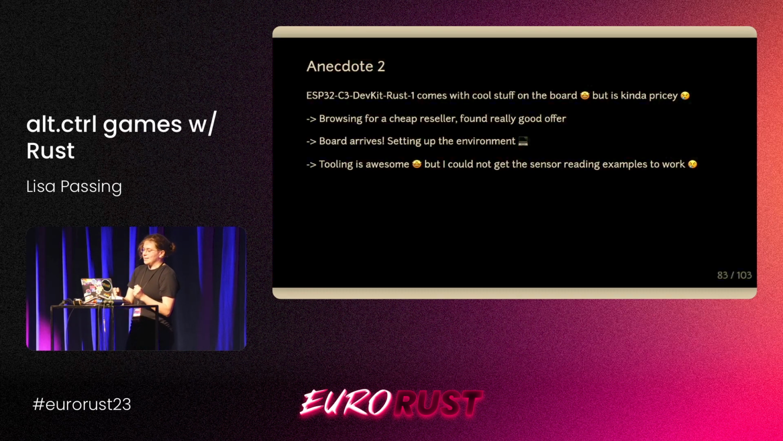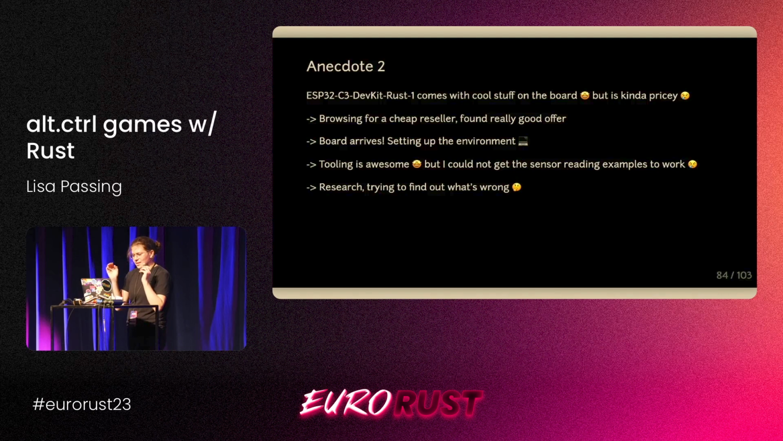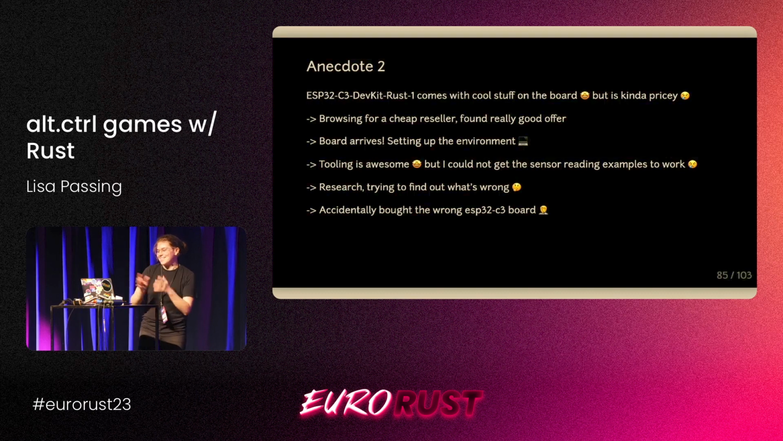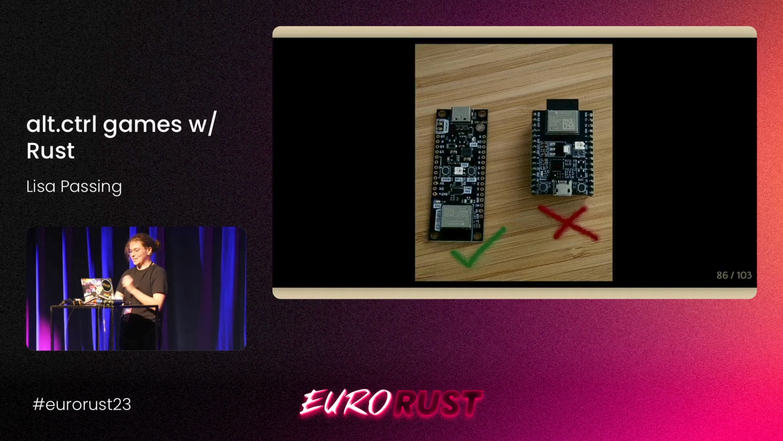But for some reason, I could not get the sensor reading examples to work. The hello world and stuff was fine, it flashed, but I got these weird error messages, and I'm like, it should just work. Why is this really not working? I was researching, figuring out what's wrong, and maybe you can guess what my mistake was? Exactly! I accidentally bought the wrong Rust ESP32-C3 board. You want the one with the green check mark.